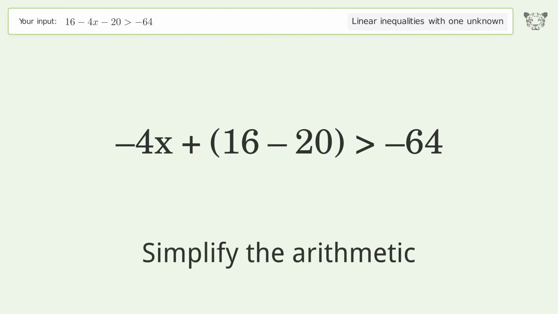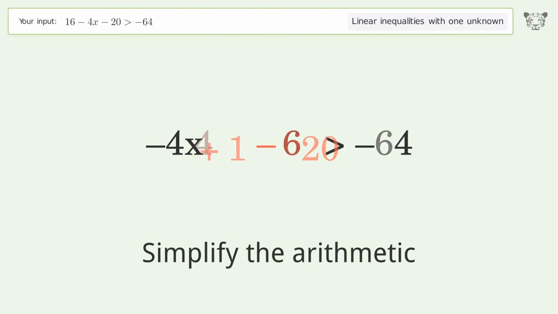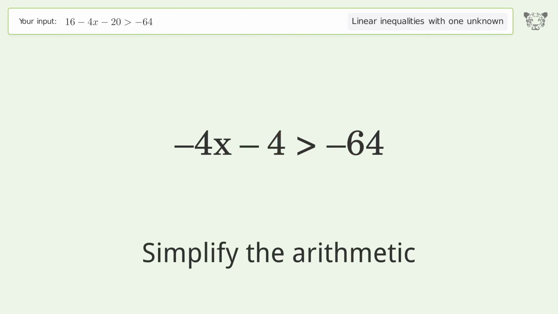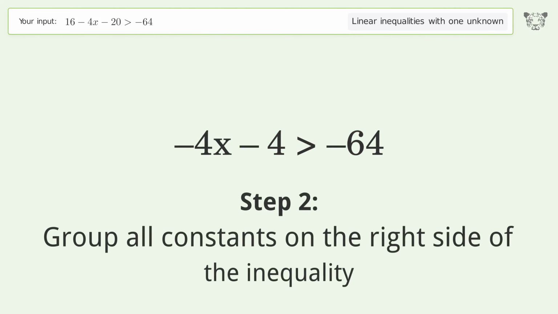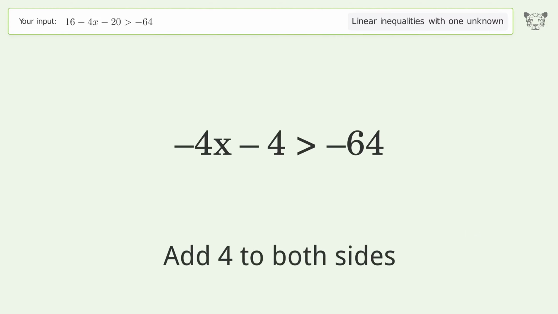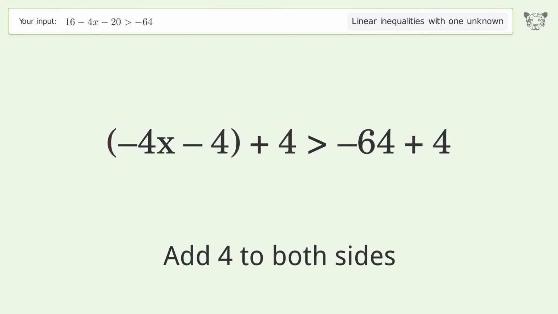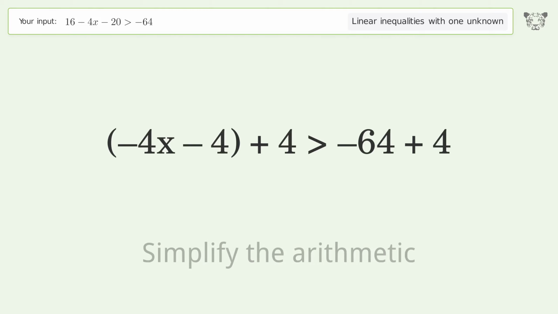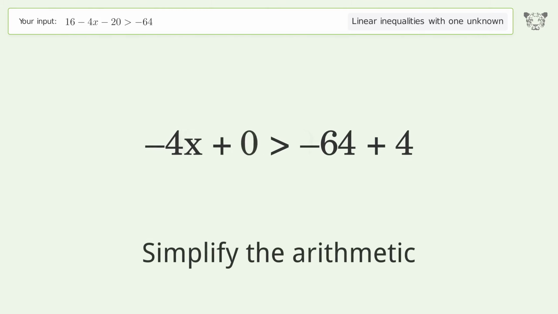Simplify the arithmetic. Group all constants on the right side of the inequality. Add 4 to both sides. Simplify the arithmetic.